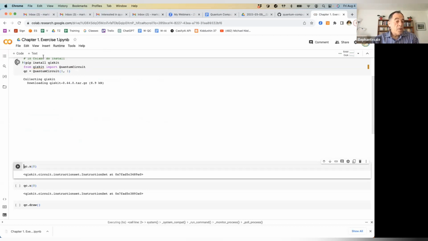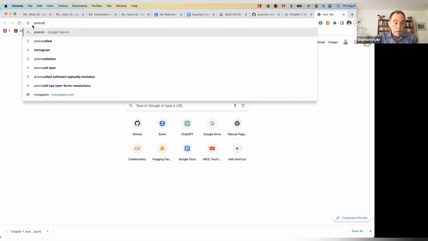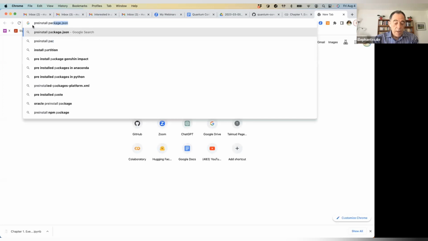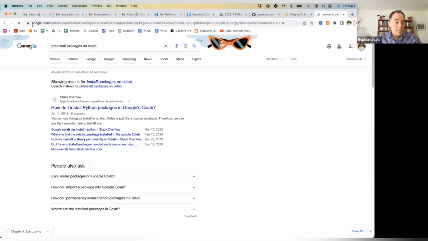But if I am on Colab, I am coming into a fresh environment every time. Maybe there is a way to pre-install packages on Colab. Let's see if there is a way to do this. How to install Python packages on Google Colab. I want to pre-install them and never have to install them again.